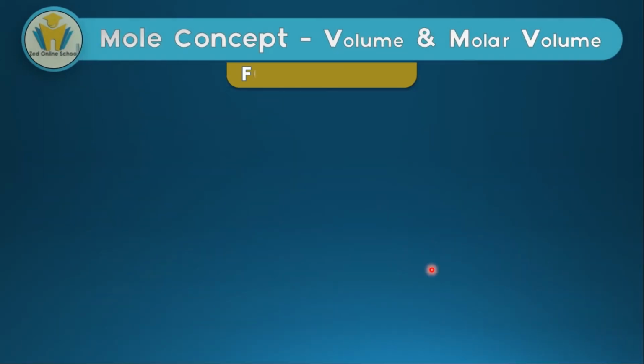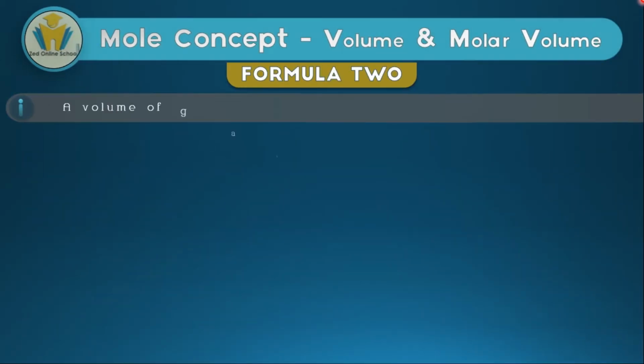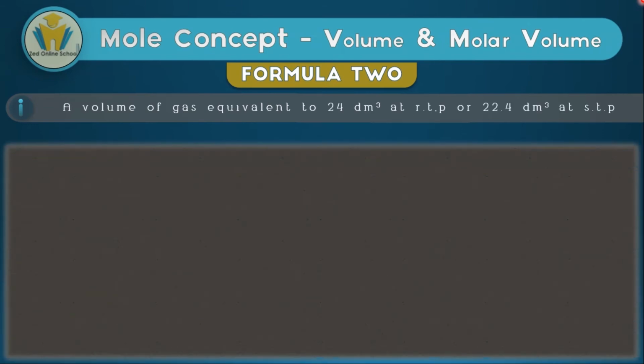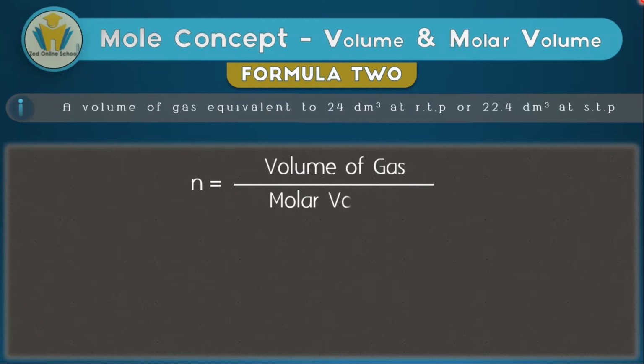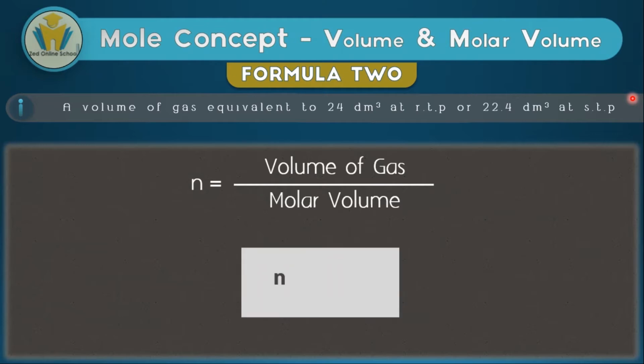The second formula is about gases. N is equal to the volume of a gas divided by the molar volume. Molar volume changes depending on the conditions, and in this small information tip here, that information has been given to you. In abbreviation, this formula is N is equal to V over mV.